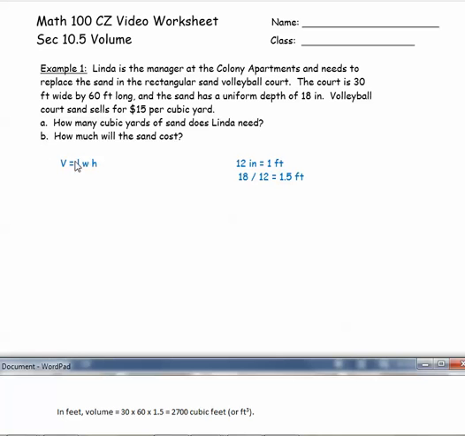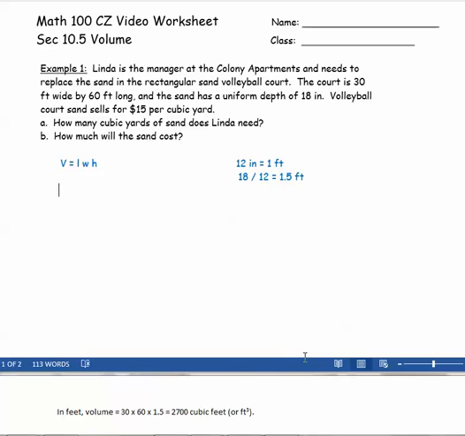So doing our volume calculation in feet, our volume equals 30 times 60 times 1.5 feet. And that equals 2,700 cubic feet, or we'll write it like feet cubed.